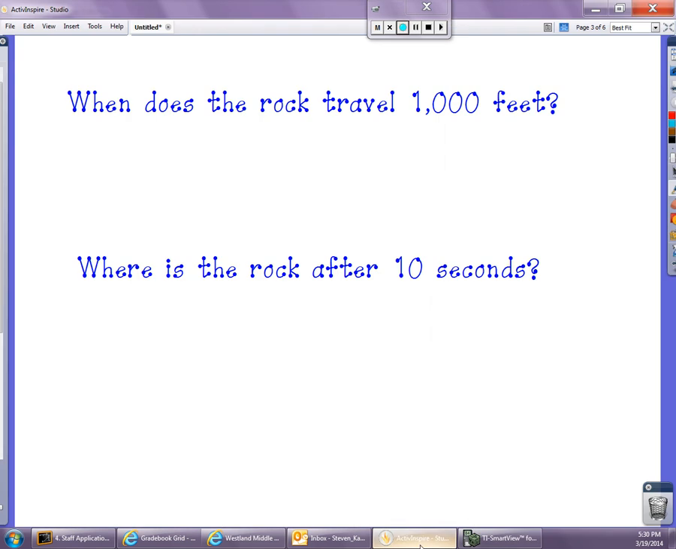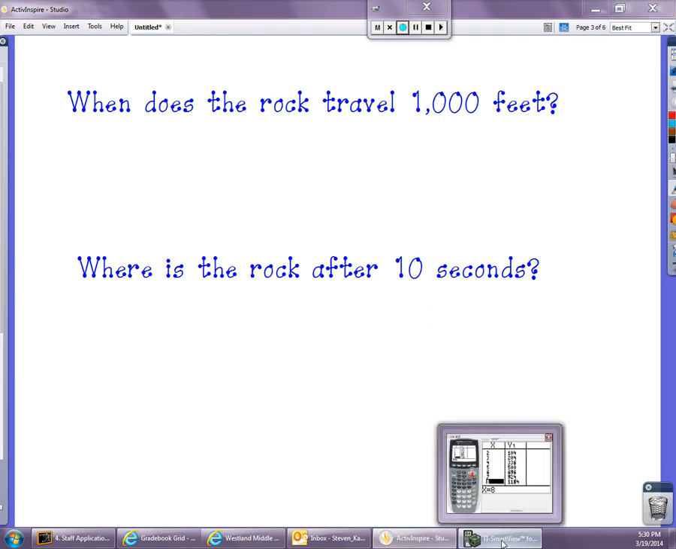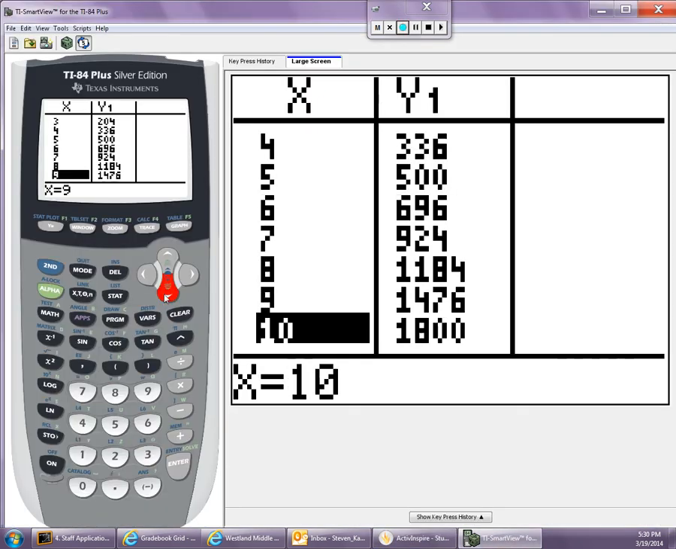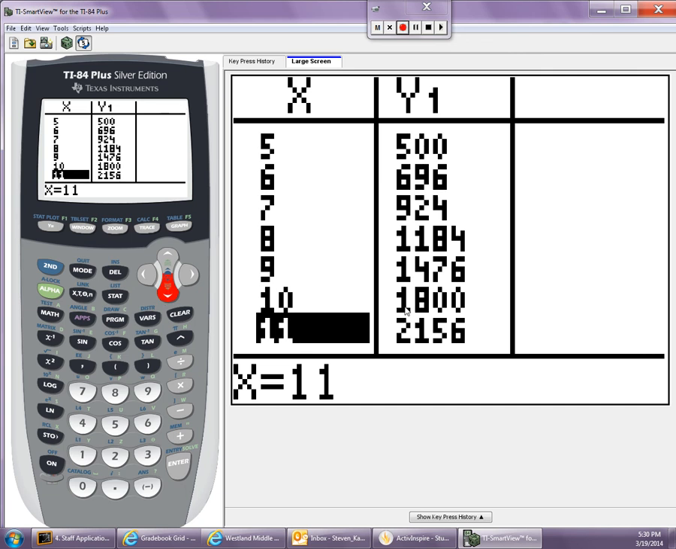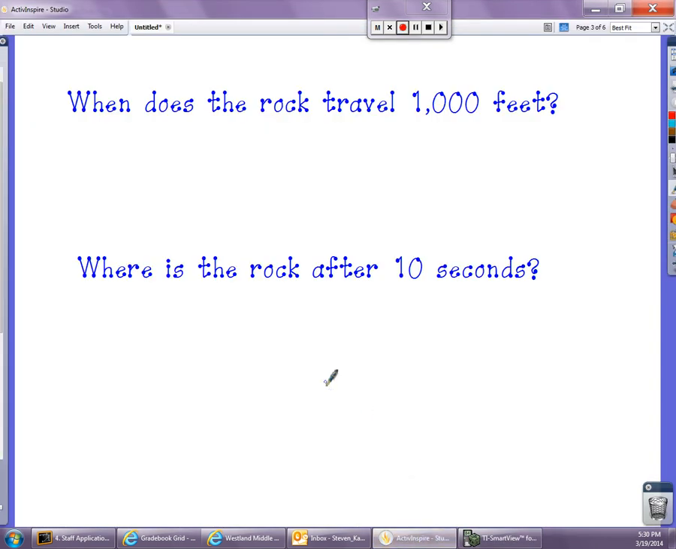The next question says, where is the rock after 10 seconds? You could do this two ways. You can go down to x of 10, and you could say the rock is at 1,800 feet, or traveled 1,800, I'm sorry, it's meters. Or another thing you could have done is just plug in t is 10 into 16t squared plus 20t. If you solve this out, you will indeed get what we got over here, which is 1,800 feet.